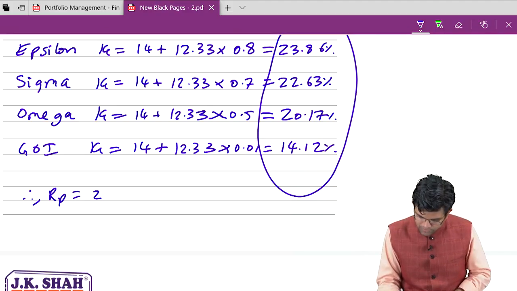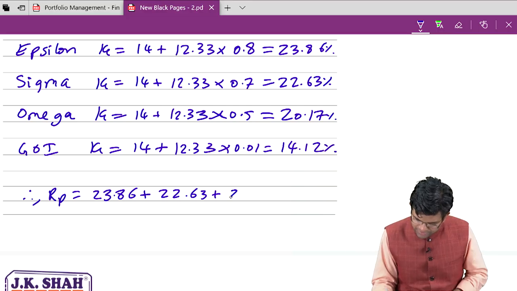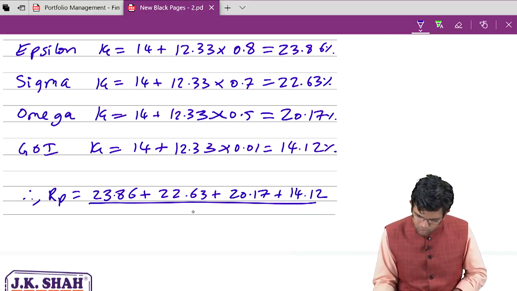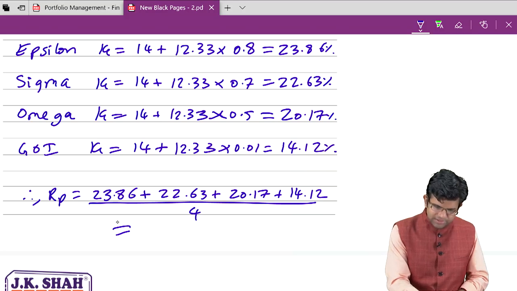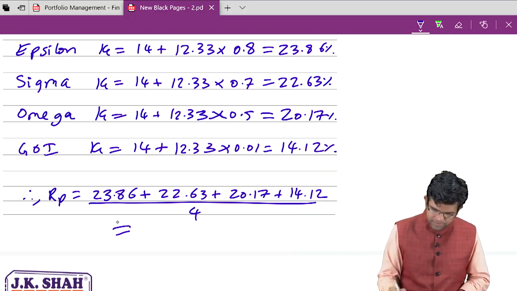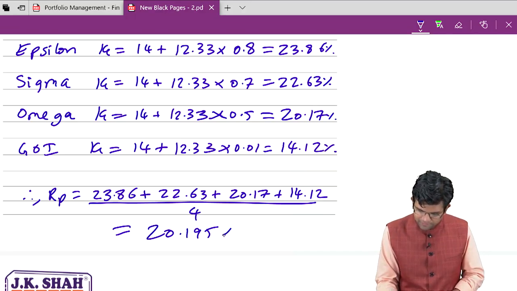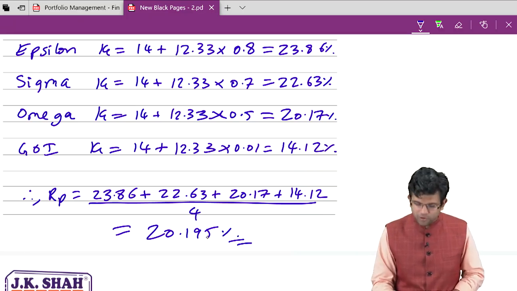So can I say it is 23.86 plus 22.63 plus 20.17 plus 14.12, the whole divided by 4. Let's take the calci. 23.86 plus 22.63 plus 20.17 plus 14.12, the whole divided by 4 will give me 20.195% as the return, average return of the entire portfolio.